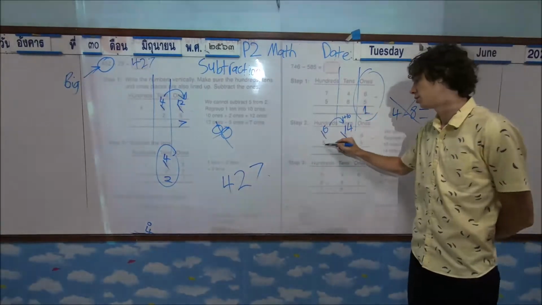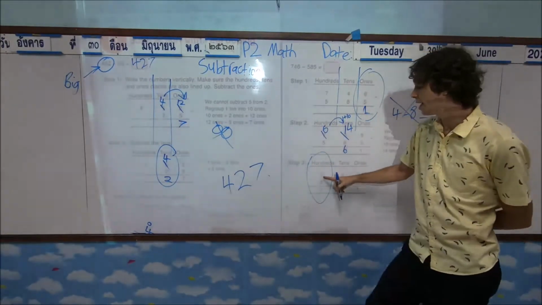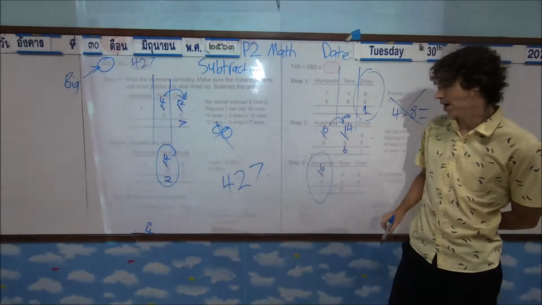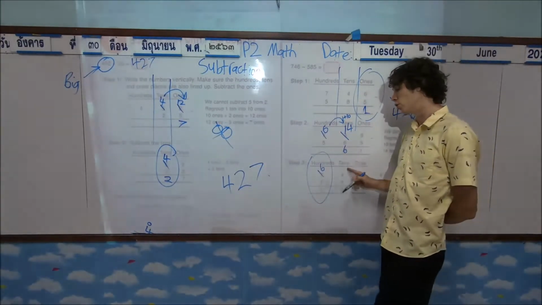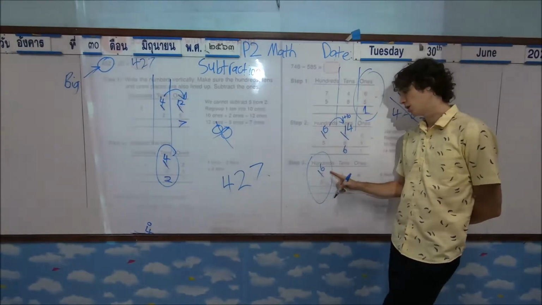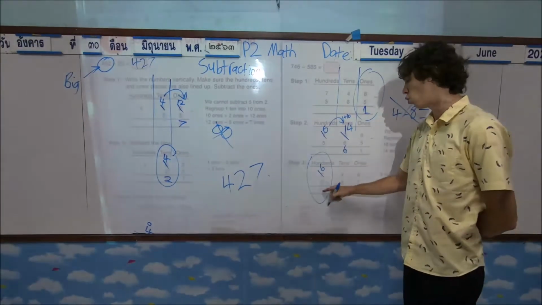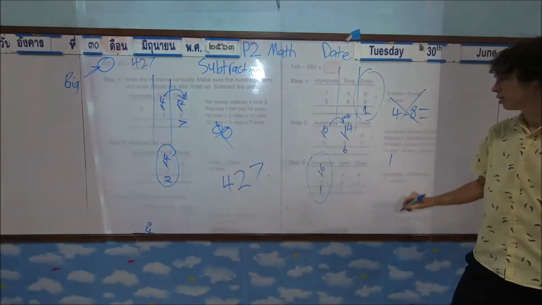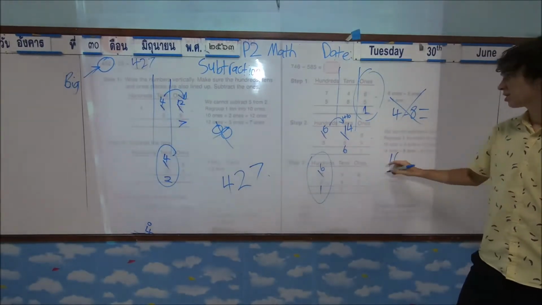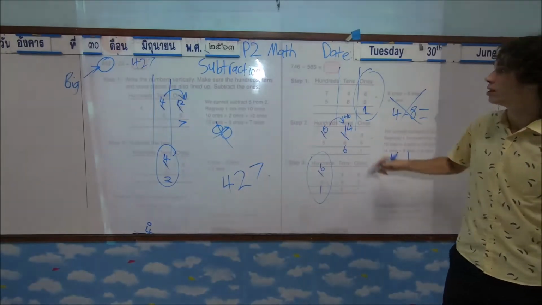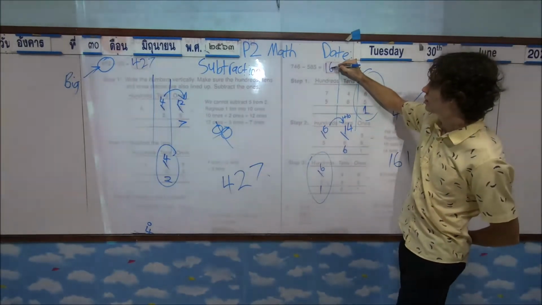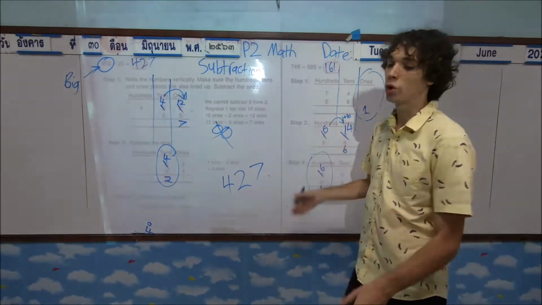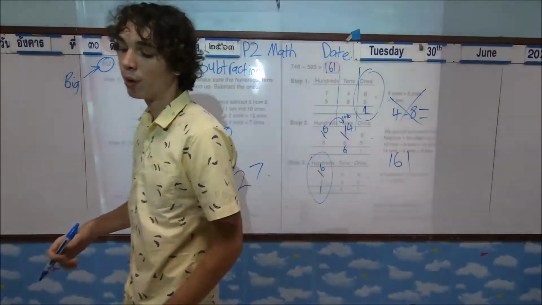Now hundreds. It's not 7 minus 5. Remember, 6 minus 5. We borrowed 100. 6 minus 5 is 1. So my answer, 1 hundred, 6 tens, 1 one. 161. That is with regrouping. We have to borrow.